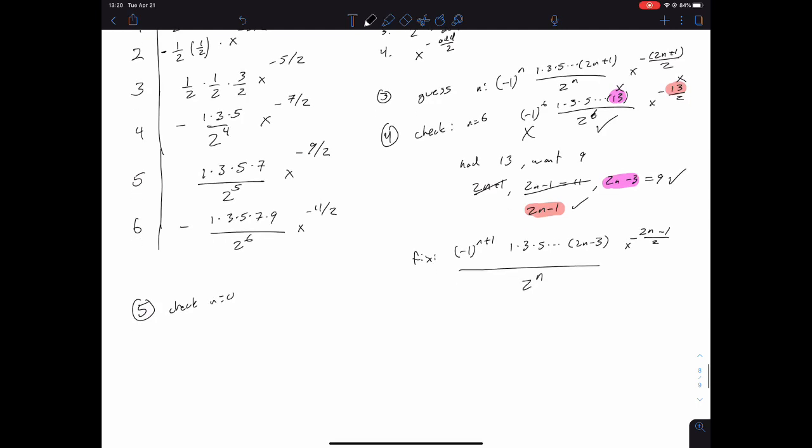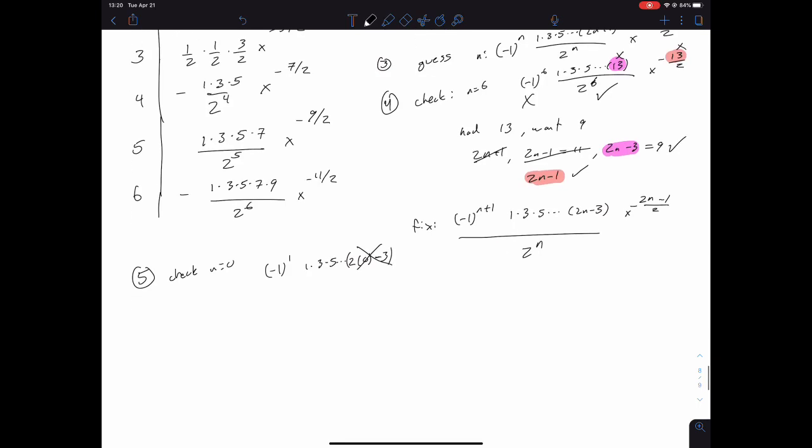So if I plug in n equals 0, this gives me negative 1 to the 1, 1 times 3 times 5 times 2 times 0 minus 3. Oh, I need a dot, dot, dot. Does that make sense? No. Ooh, don't like that. So n equals 0 isn't going to work. Don't even need to finish.